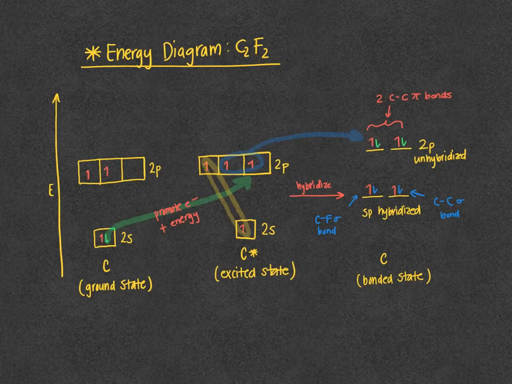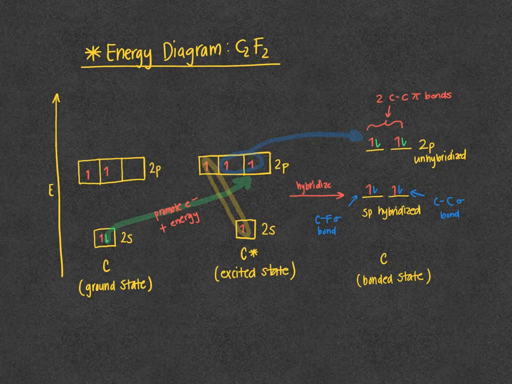Now that we've seen the shape of C2F2 on the VSEPR diagram as well as in 3D molecule, and we also observed the atomic orbitals, now we can move on to the energy diagram. As you can see below, the ground state of carbon is 2s2, 2p2. But because you need a full 2p subshell, you will promote one of the 2s electrons plus energy to fill this orbital.